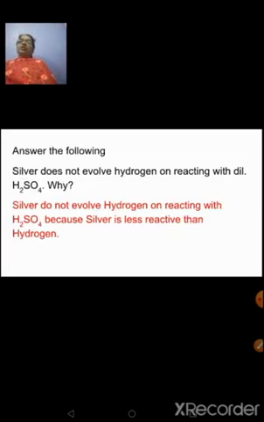Okay, now see, silver does not evolve hydrogen on reacting with dilute H2SO4. What's the reason? You have learned, no? In the reaction of acids with metals, they liberate hydrogen gas. But when it happens with silver, when silver reacts with acid, it does not evolve hydrogen because silver is less reactive than hydrogen. Normally in a displacement reaction, a more reactive element displaces a less reactive element. So here it is the other way around.